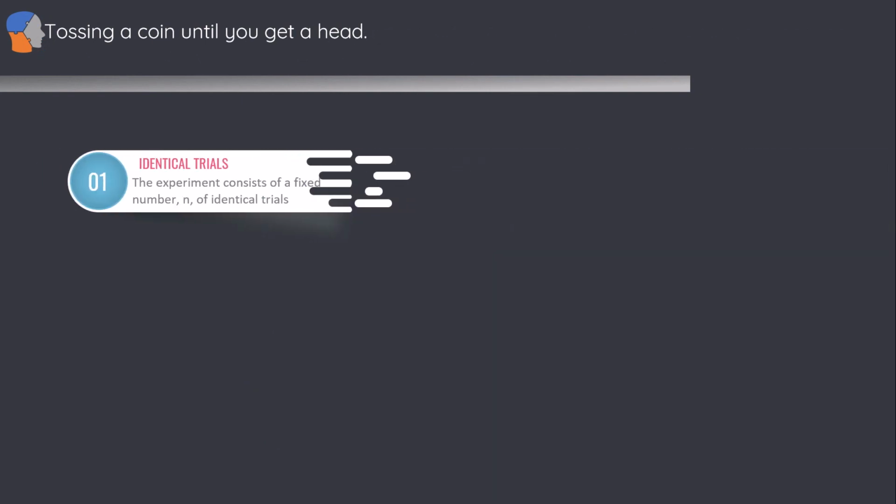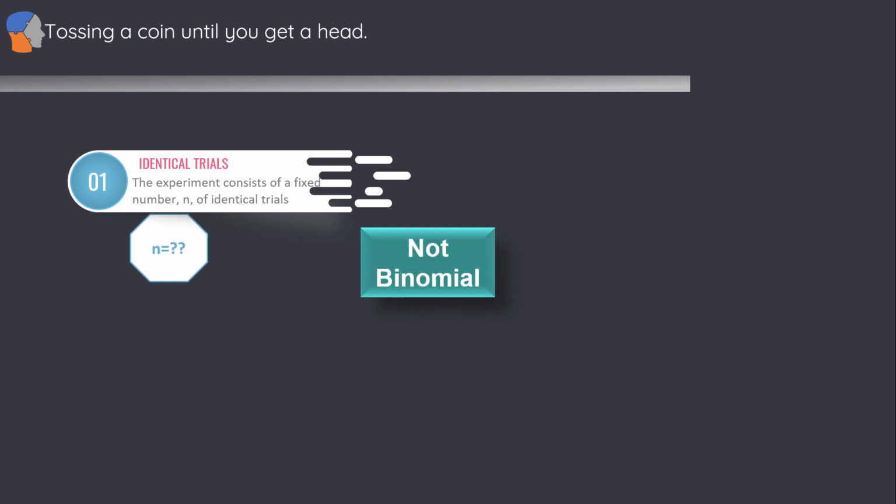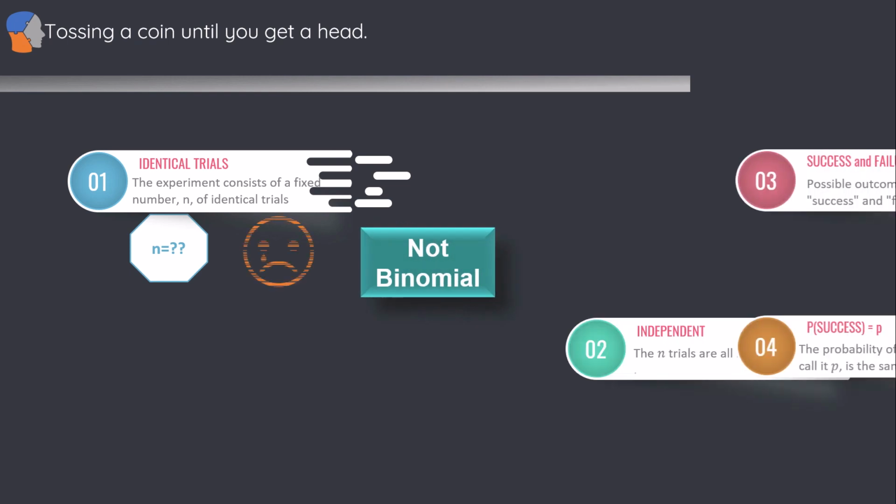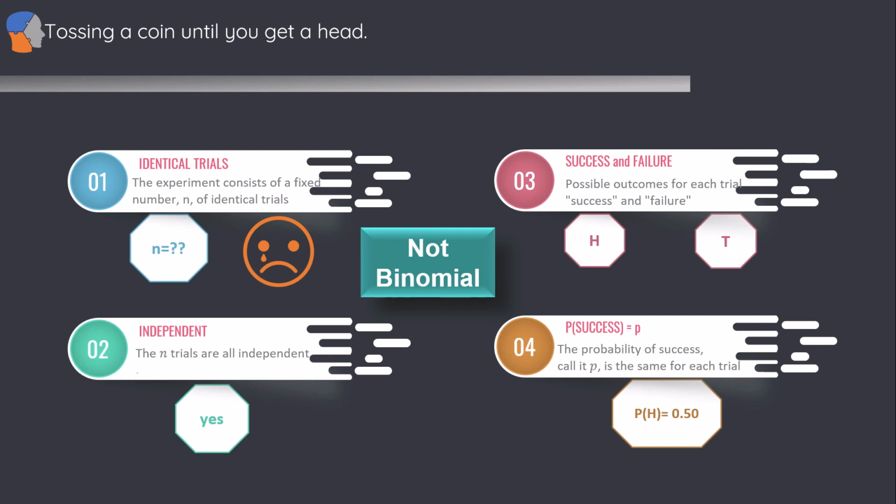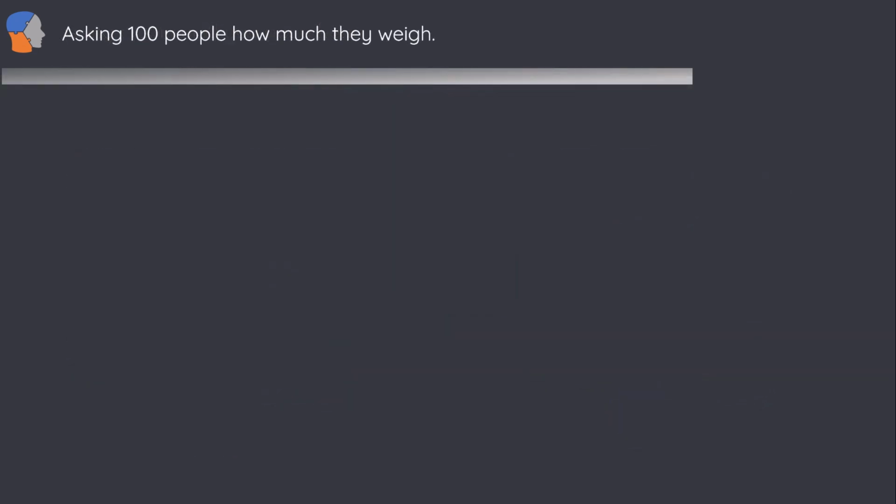Go to the next. Tossing a coin until you get a head. How about this? We don't know n here. Why? We toss the coin until we get a head. Therefore, this is not a binomial distribution. But if you check the other conditions, they are satisfied. Go to the next one.